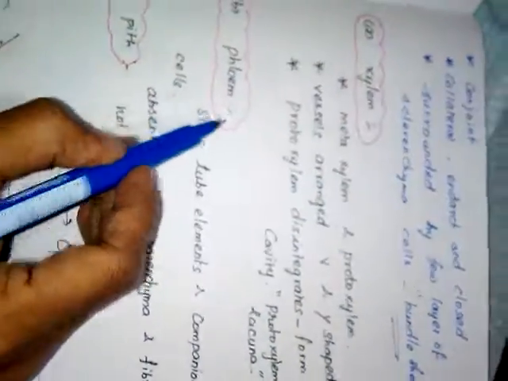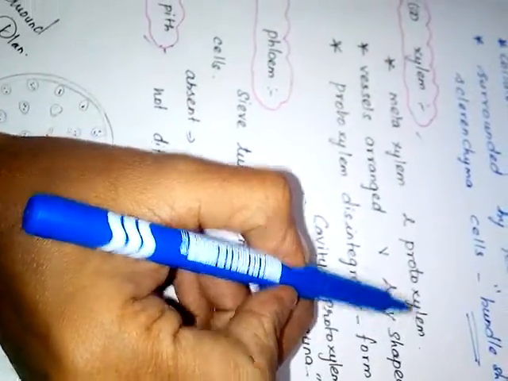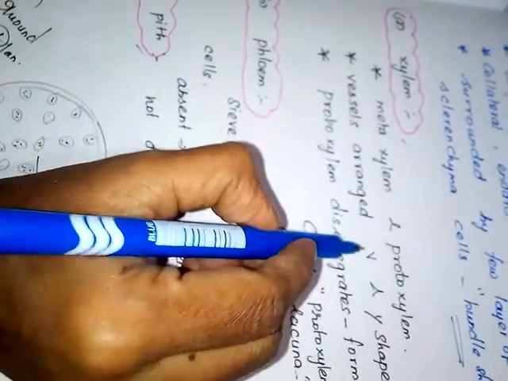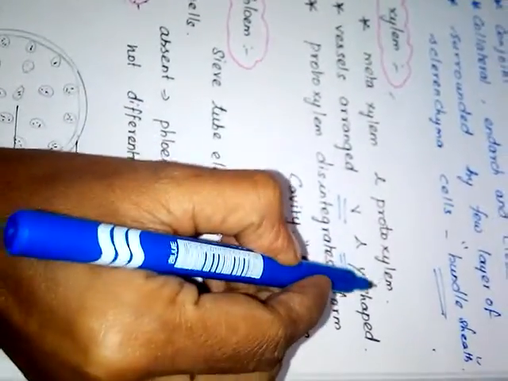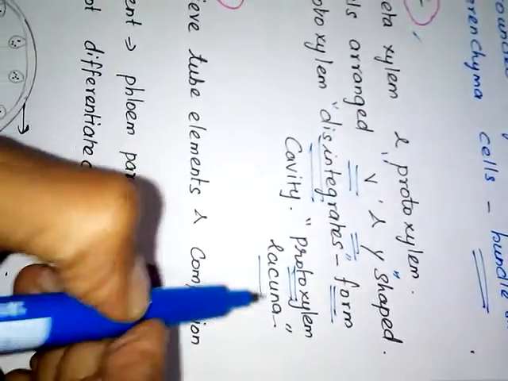Then it contains first xylem, second phloem, third pith. Xylem is differentiated into metaxylem and protoxylem. They are arranged as xylem vessels. Then V or Y shaped cells are also present. When protoxylem disintegrates, it disappears and forms a cavity that is called protoxylem lacuna.